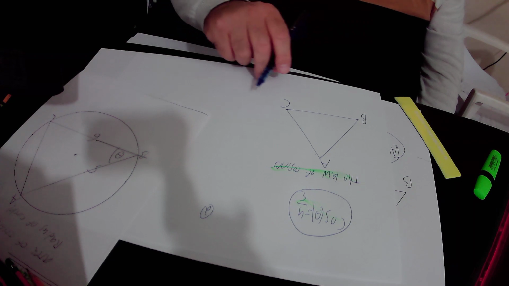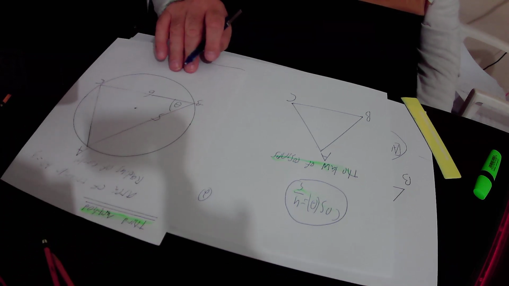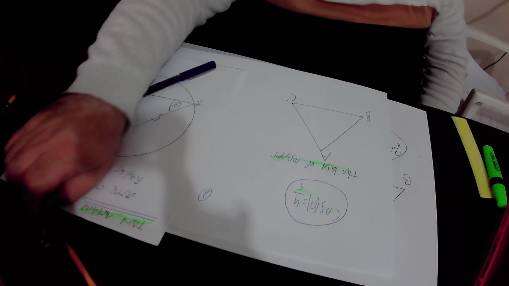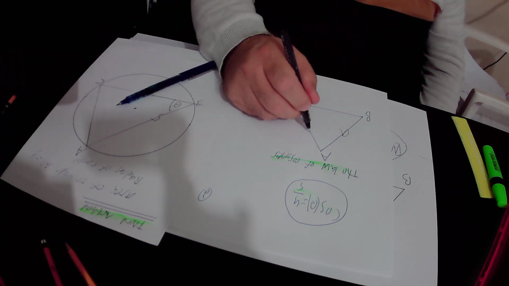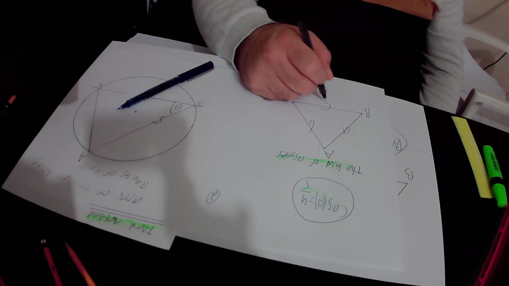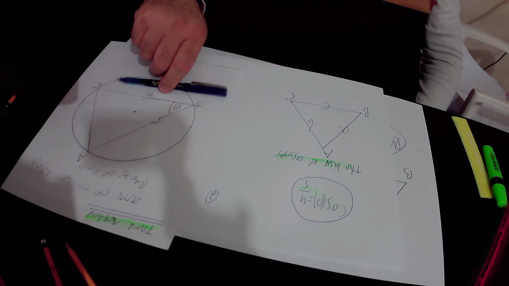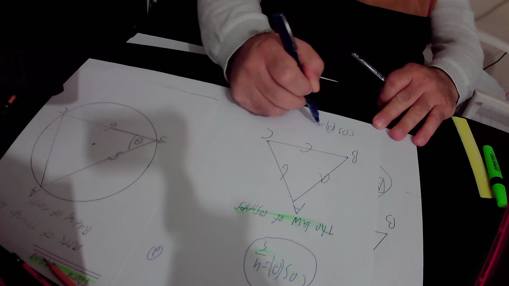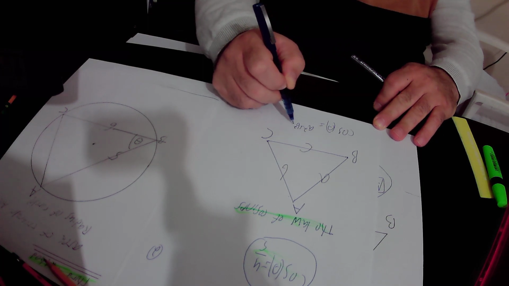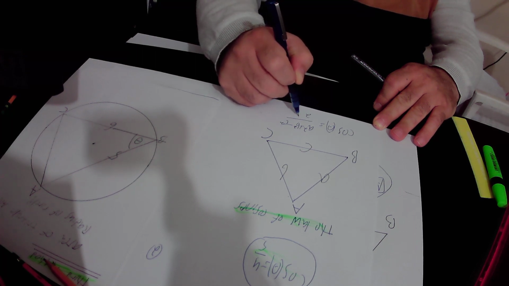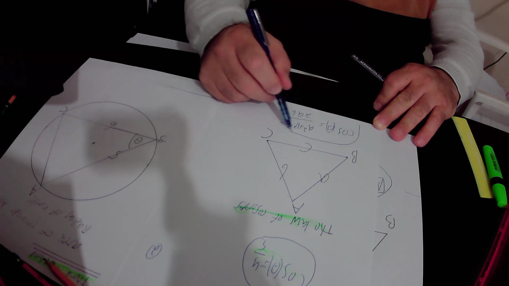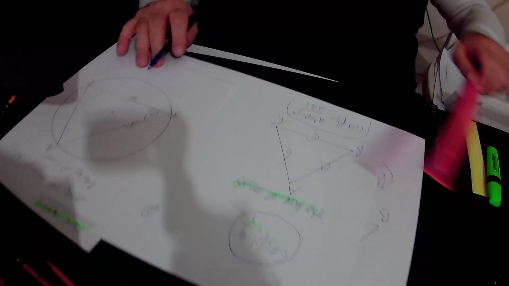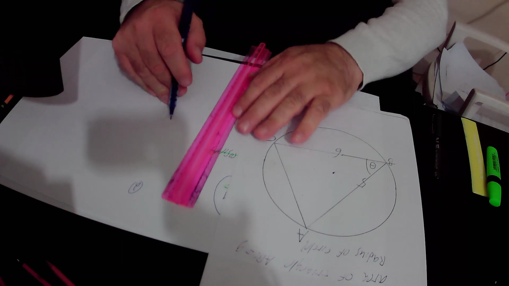Side AB of triangle ABC equals A units in length. Side AC equals B units in length. And side BC equals C units in length. Then according to the law of cosines, we get that cosine theta equals A squared plus B squared minus C squared over 2 times A times B. Again, cosine theta in this triangle ABC equals A squared plus B squared minus C squared over 2 times A times B. So we'll implement the law of cosines in our triangle ABC.